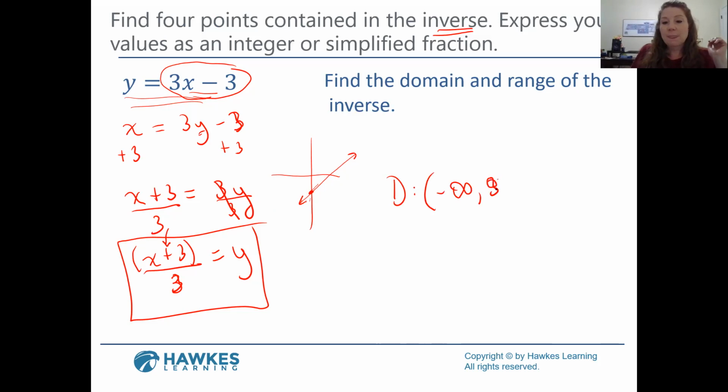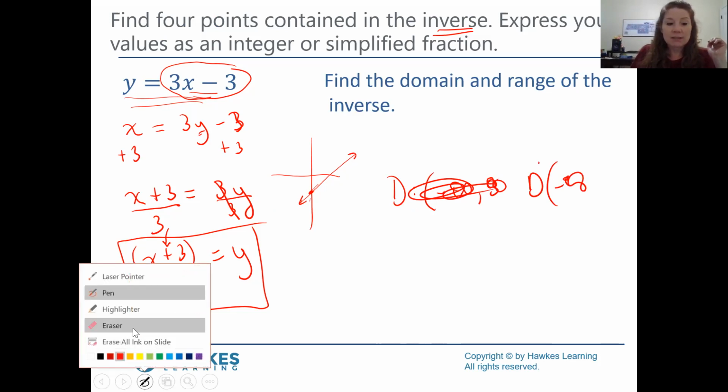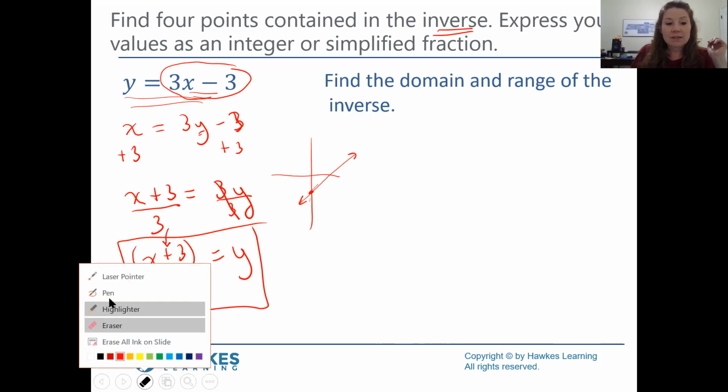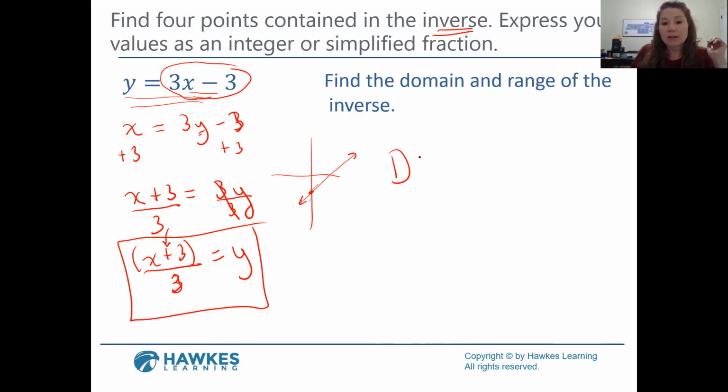Whoops. The domain would be negative infinity. Oh my goodness, what is wrong with me, you guys? I'm sorry. The domain would be, third time's a charm, you guys, negative infinity to positive infinity.